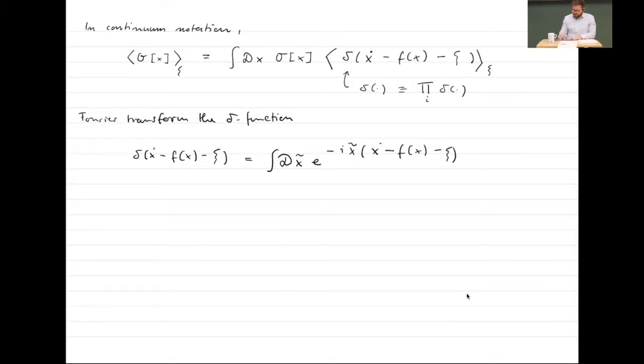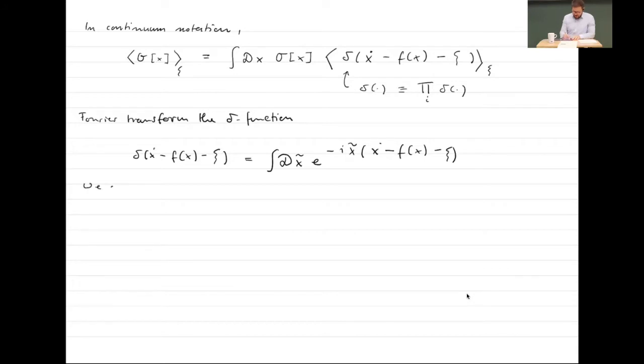Now we get this variable x tilde. Nothing really happened here. It's just the definition of the Fourier transform of a delta function. Because we had this product over many delta functions, we have the path integral here, and we also get a path integral over x tilde. That's just the definition of the Fourier transform. And now we plug this in again.